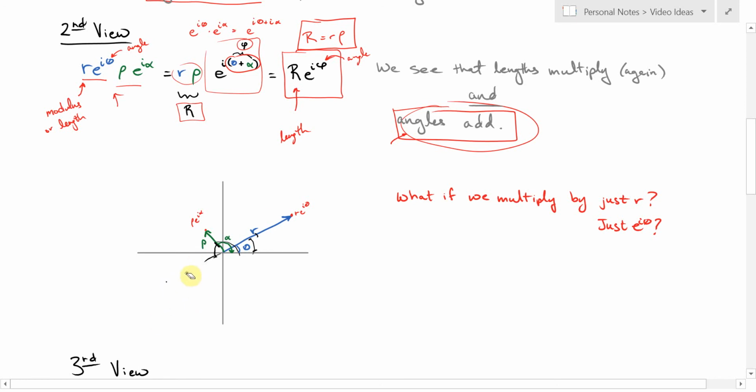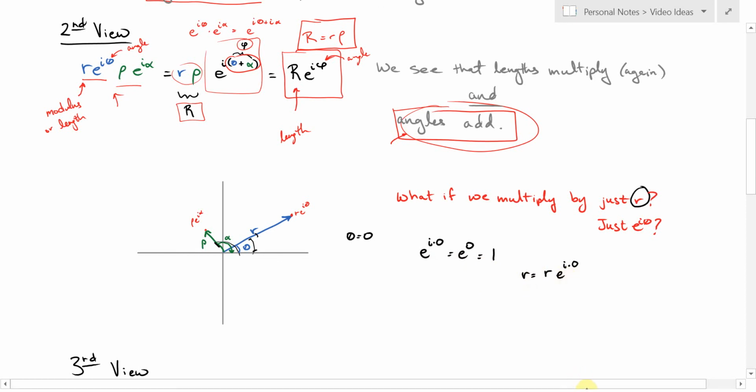But what's nice, I think, is to ask what happens if we just multiply by r? Remember, r is just a real number, it's just a length. But if theta is equal to 0, well, first of all, from a purely algebraic standpoint, e to the i times 0 is just e to the 0, which is equal to 1. So multiplying by e to the i theta doesn't matter when theta is 0. So we can think of r as the same as r e to the i times 0. Okay, so we can think of r in this way, just because e to the i 0 is 1.